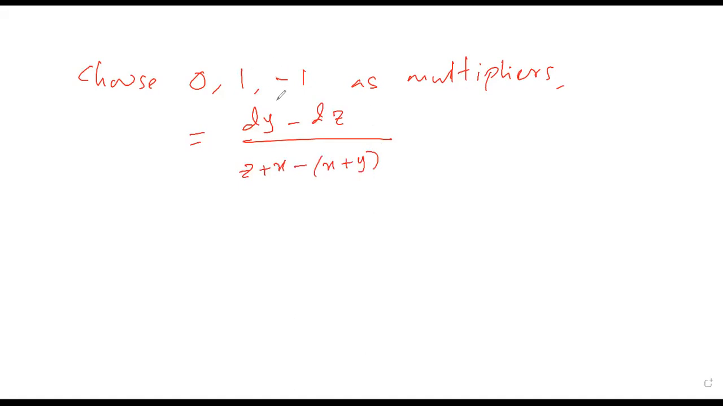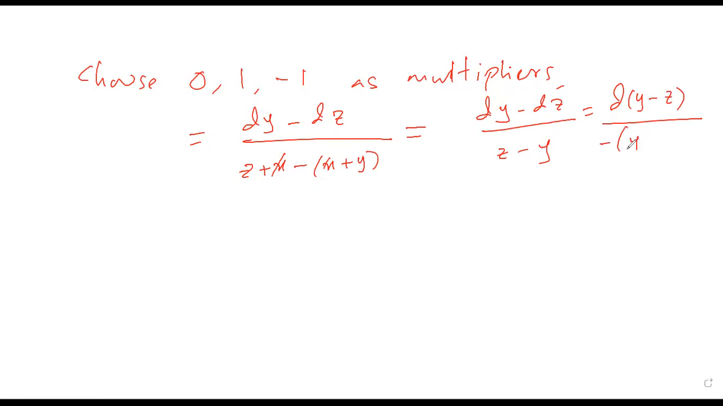So is that correct? This also I can write as dy minus dz. If I am wrong, please let me know. So x and x cancel out, so z minus y. Similarly, you can take this one also: dy minus dz divided by minus y minus z. Same there.